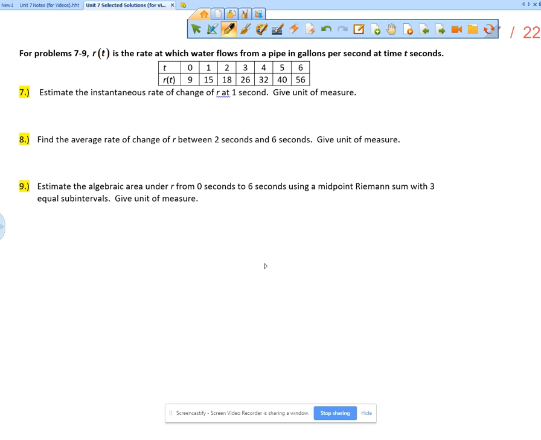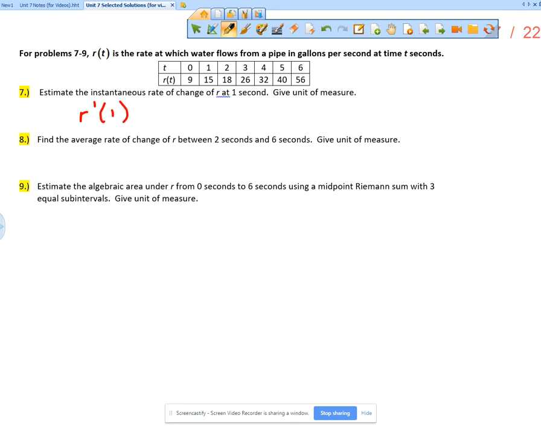This is the solution video for section 7.2, problems 7 through 9. R of t is the rate at which water flows from a pipe in gallons per second at time t seconds. All right, so 7 says estimate the instantaneous rate of change. So instantaneous rate of change, remember, means derivative, of R at 1 second. So I'm actually trying to find R prime of 1.